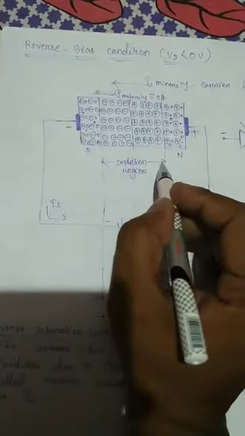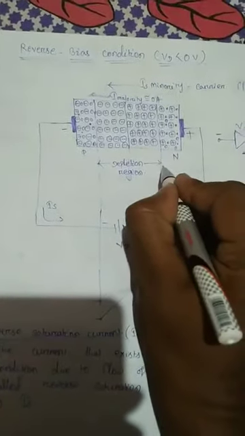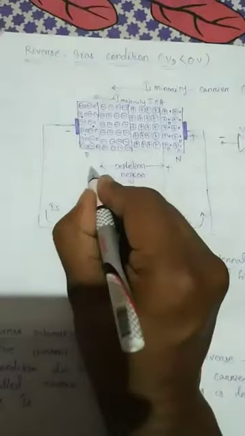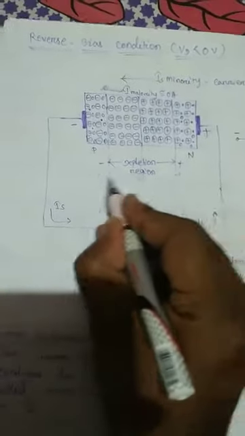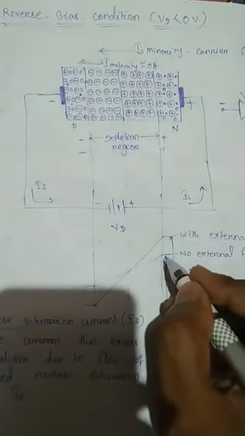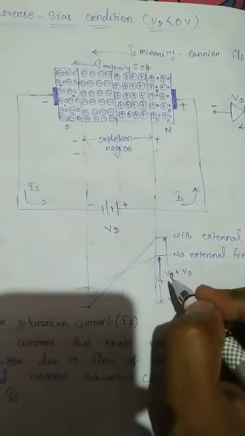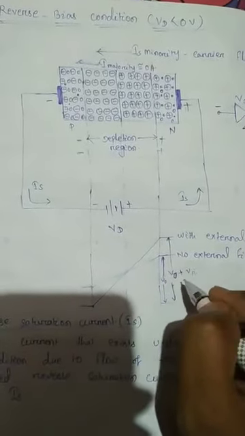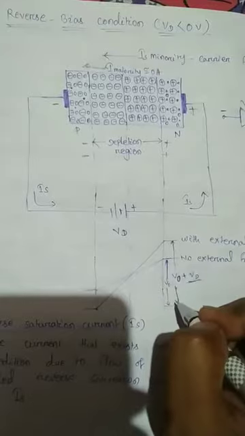Now consider the case of barrier potential. As you know, the barrier potential is positive on this side and negative on this side, and the supply voltage is positive on this side and negative on this side. So the barrier potential will increase by an amount of Vd. Previously the barrier potential in unbiased condition was V0. Now it will become V0 plus Vd. That is, the barrier potential will increase by an amount Vd. You see, the barrier potential increases by an amount of Vd.